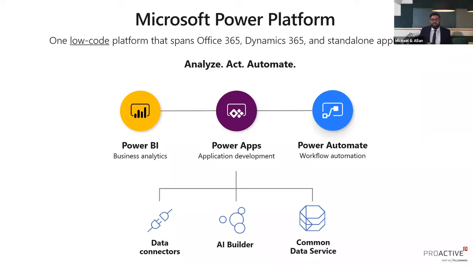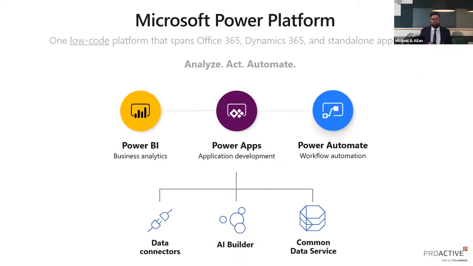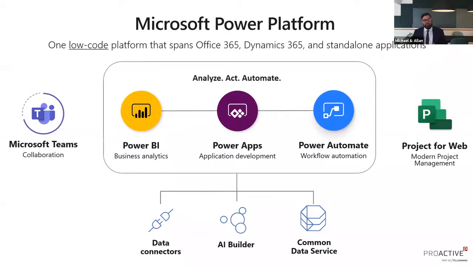What we have done to build the modern tool set for project management was to embed Project for the Web, the modern project management tool, within Microsoft Teams, which gives you all the collaboration you need to deliver your projects collaboratively with your teams. We have data connectors and also AI builders that can supply us with prediction and algorithms that will give us some AI on top of that data. We are going to be talking about that in a second.